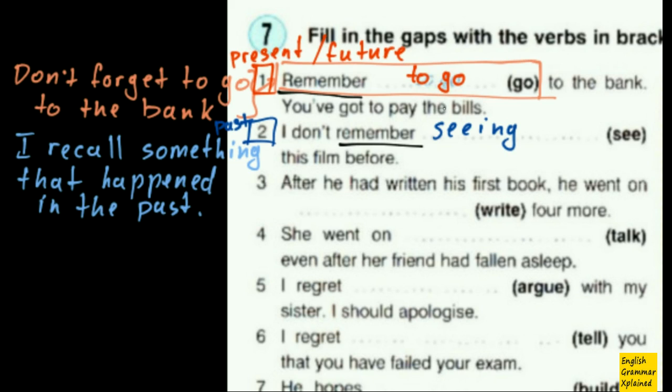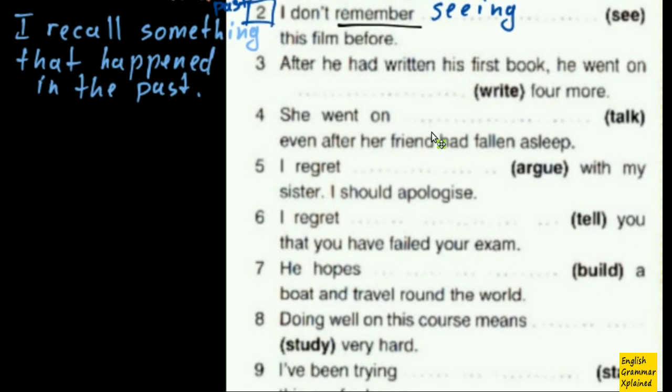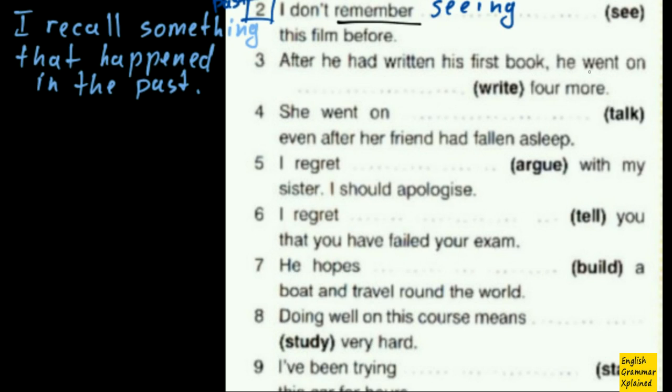Okay, let's move on. What about number 3? After he had written his first book, he went on to write more. And here I put infinitive, just like in number 1. He went on to write. What about number 4? She went on talking, even after her friend had fallen asleep. And here I put ing form, talking. She went on talking.